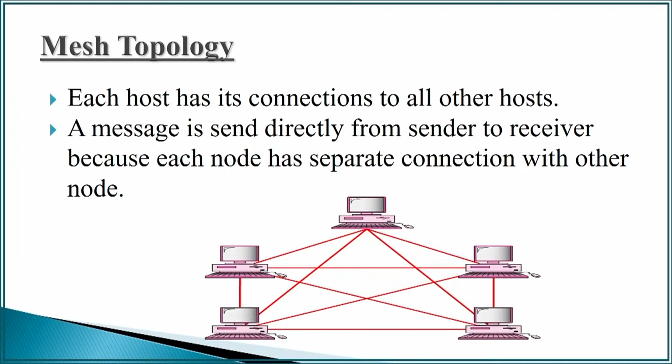Next is mesh topology. In mesh topology, there is a point-to-point connection among all the nodes available in the network. Each host has its connections to all other hosts. A message is sent directly. There is direct communication from one system to another system. So if any one system fails, that doesn't mean that any disturbance will happen in the network. There is point-to-point connection among all other nodes also.